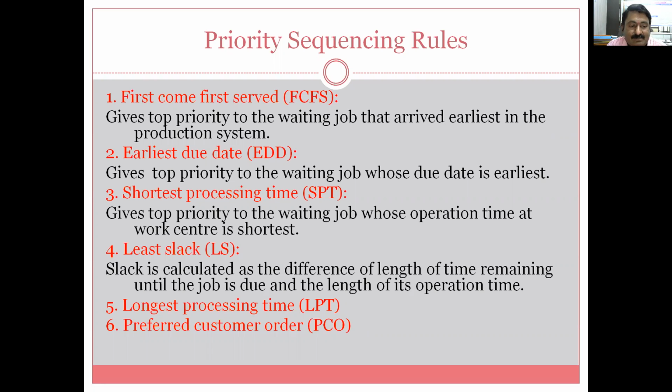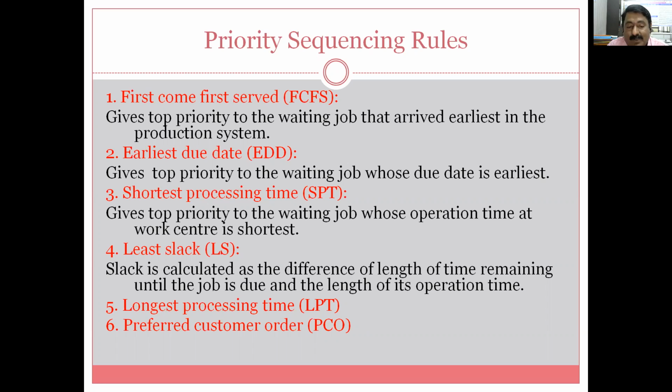Least slack. Slack is calculated as the difference between the length of time remaining until the job is due and the length of this operation time. So it is somewhat related to point number 2. Length of the time remaining: 3 days are there with that particular job, and the length of its operation time, not on this particular machine. On this particular machine it will take 4 hours, but still 20 more hours are required to complete the job, and only 3 days are in our hand. We are running only one shift per day. So 8 times 3 is 24.